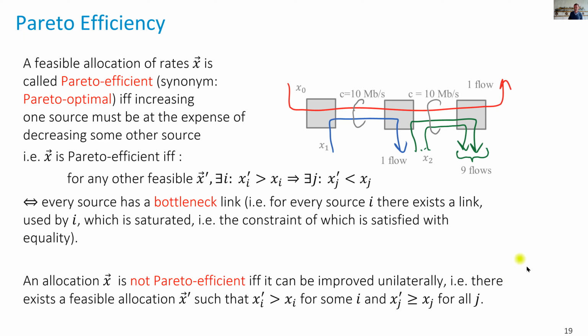So this is at the minimum what we should have. It's easy to see that this is equivalent to saying that every source has a bottleneck link. A bottleneck link means a source that uses one of the resources where a constraint is satisfied with equality. So here, a source uses a link which is saturated.